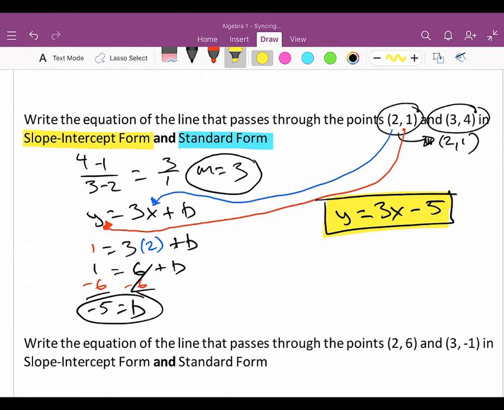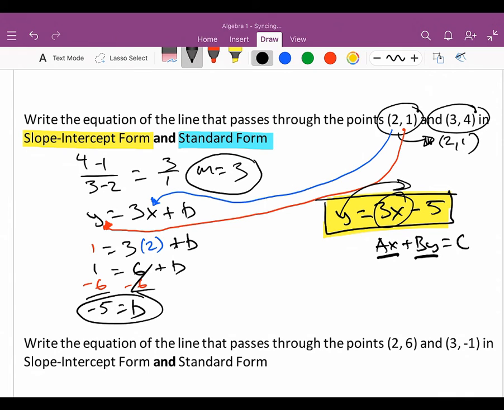Alright, now here's the thing. Now I want to put it in standard form. If I have the slope-intercept form, I can move things around until I get the standard form. Standard form again is ax plus by equals c. The rules are no fractions, a can't be negative, and x and y are always on the same side. You see how the 3x is already there, it's already positive.